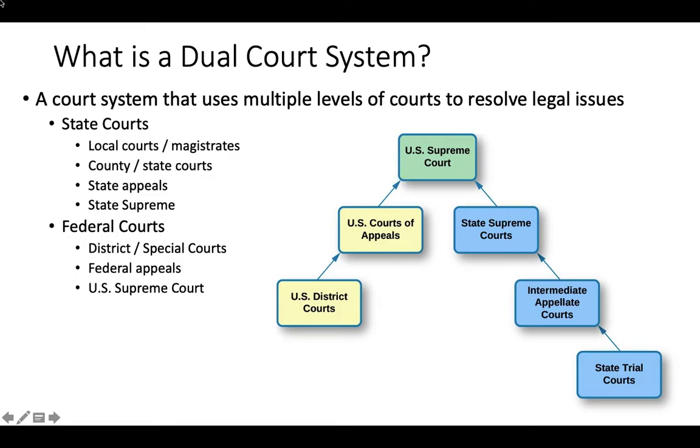The Supreme Court is ultimately the highest or most powerful court in the dual court system because it has the ability to hear, review, and overturn any legal matter that began in the federal court system. It also has the authority to hear, review, and overturn many of the legal decisions that start in the state court system as well.